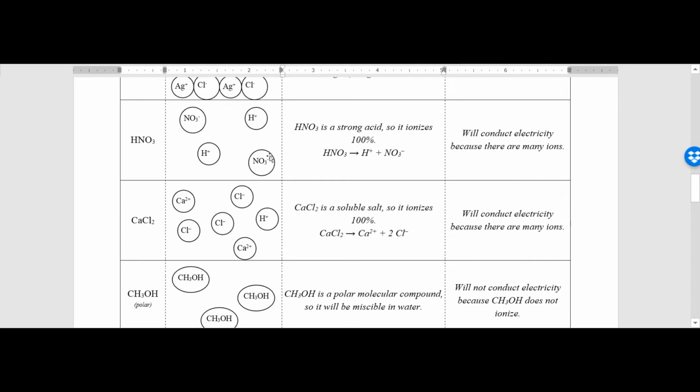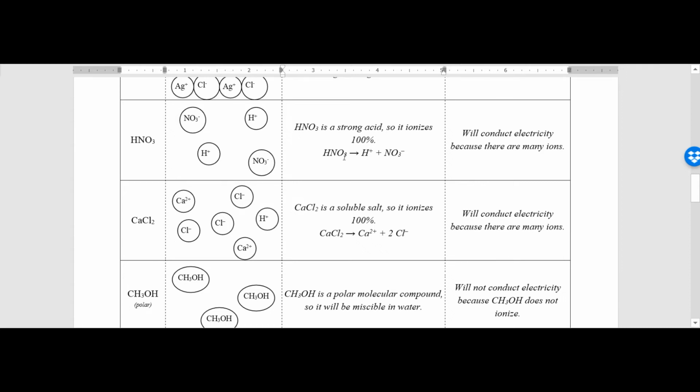Right? Nitric acid is a strong acid. Go back to memorizing your strong acids and your strong bases and your solubility rules. So nitric acid is a strong acid. Strong acids, we know, dissociate, break apart 100%. So our sketch of that is going to show hydrogen ions floating about and nitrate ions floating about.